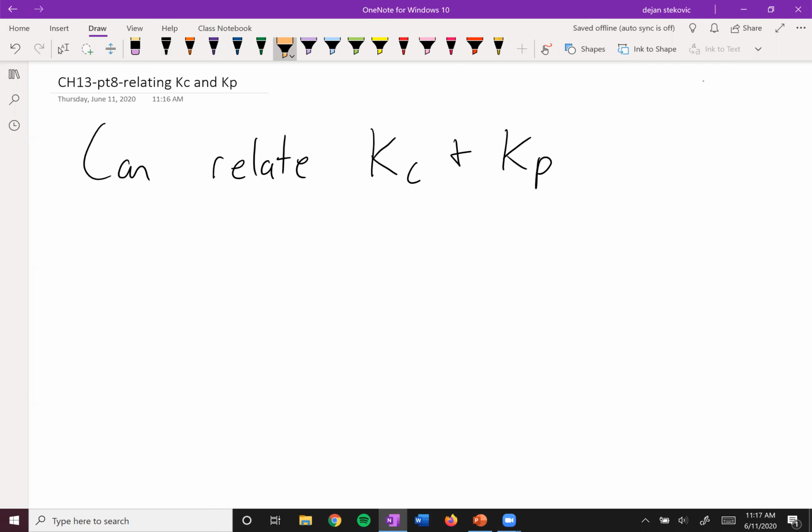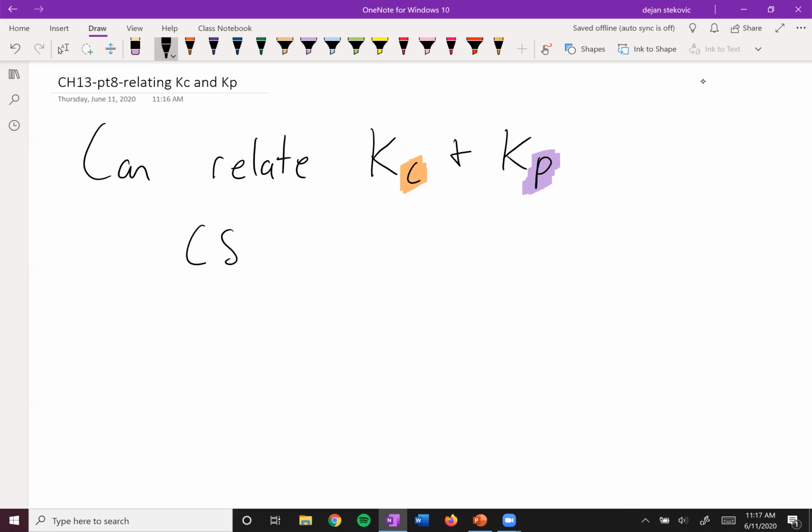All right, so remember we talked about Kc, the equilibrium constant in terms of concentration, and then Kp, the equilibrium constant in terms of partial pressures of the gases. And so for gases, you can use either one of these two values, and we can actually interrelate the two. So we can convert one to the other.